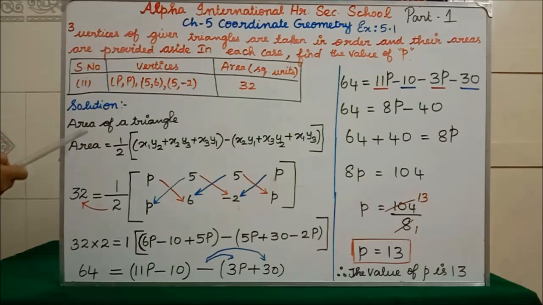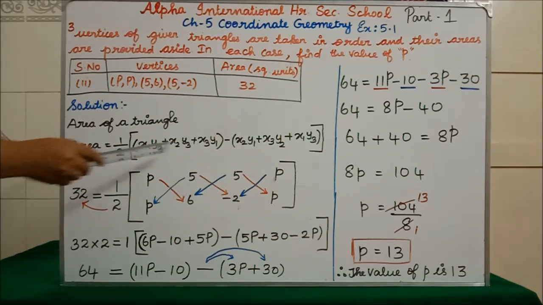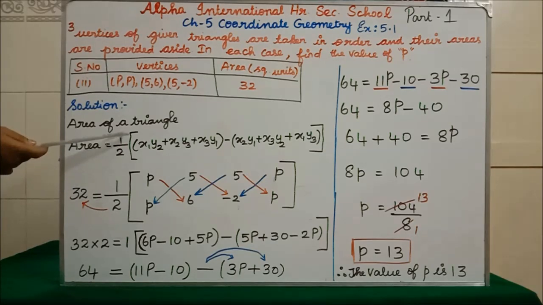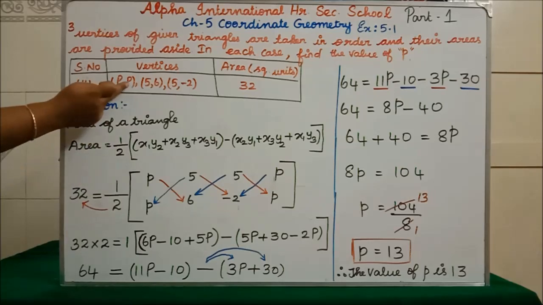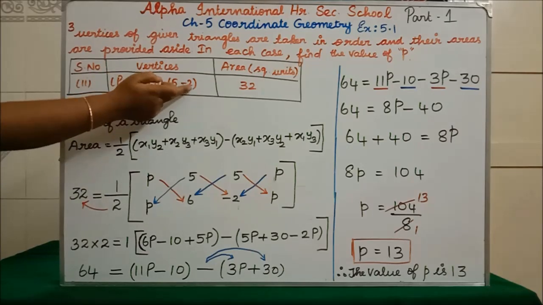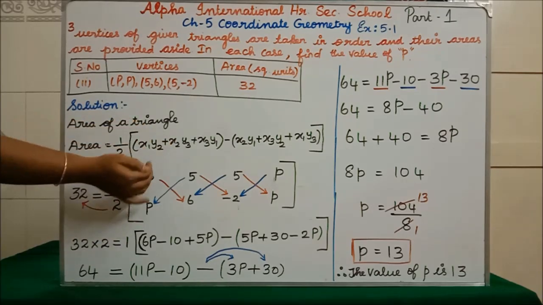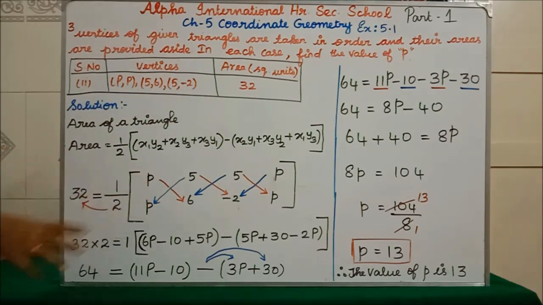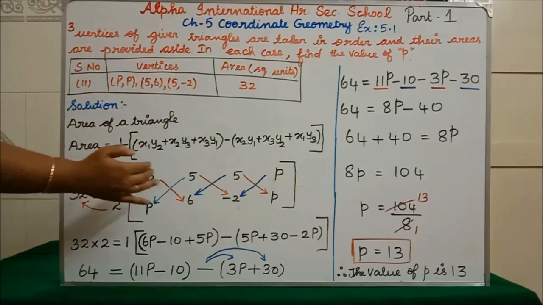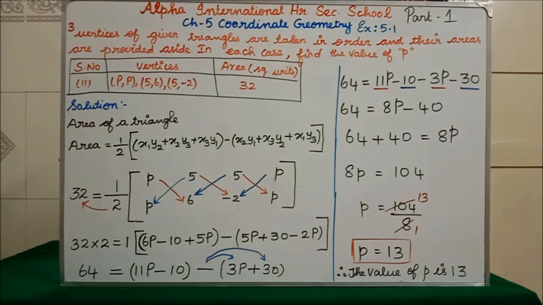Area of a triangle. Area equal to 1 by 2. We know the formula. Isn't it? You write that formula. Now instead of area, what value have they given? 32 is equal to 1 by 2. Listen how you will write the vertices. P comma P means x y. So x y P, 5, 6, 5, minus 2, 5, minus 2. At last, whatever you write first, you will write that last, isn't it? P. If they give 3 vertices, you have to write 4. Clear that? Remember that in your mind. That is very important. Most of the students make mistakes.